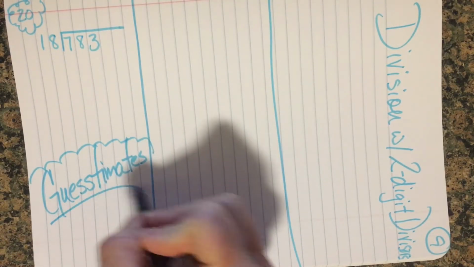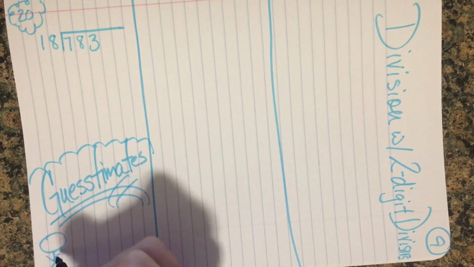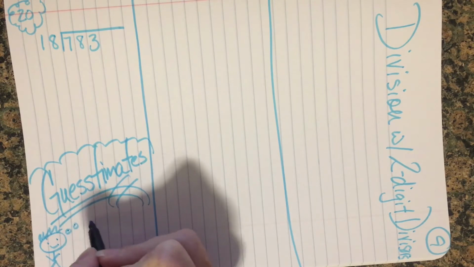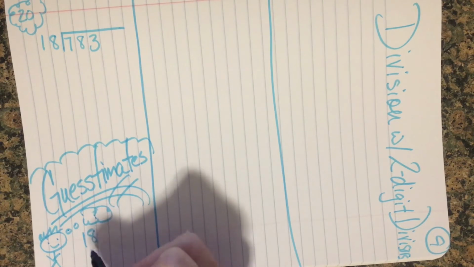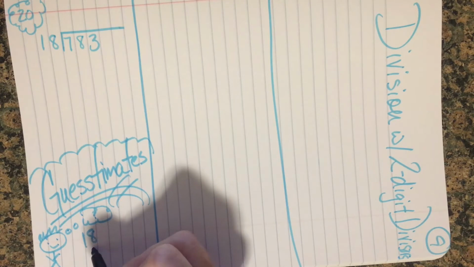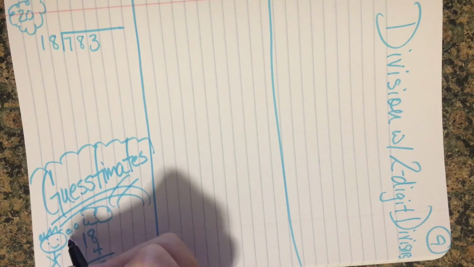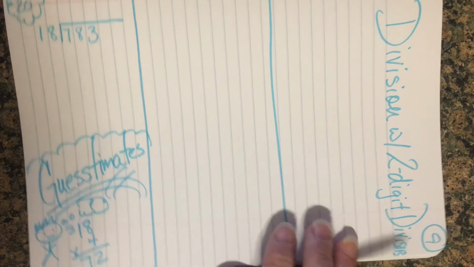So your guesstimates are what you think might be a good option when you're thinking about what your problem could be. So I'm going to do 18 times 4 down here. 8 times 4 is 32, and what do you know? I get 72, and it works.